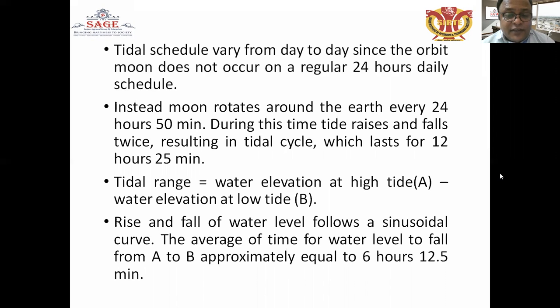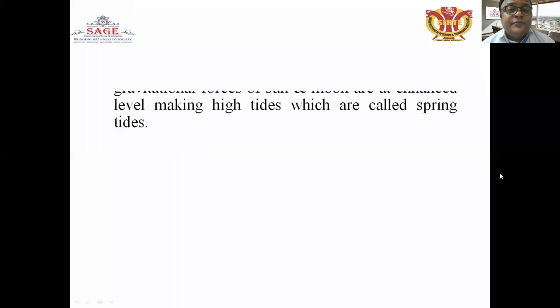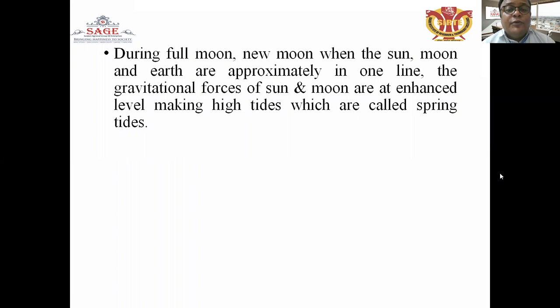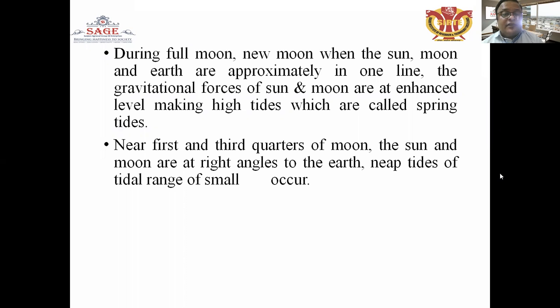The average time for the water level to fall from A to B is approximately 6 hours 12.5 minutes. During the full moon and new moon, when the sun, moon, and earth are approximately in one line, the gravitational forces of the sun and the moon are enhanced, making high tides, which are called spring tides.